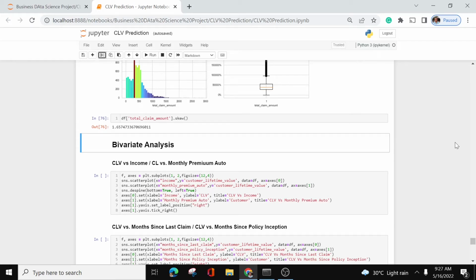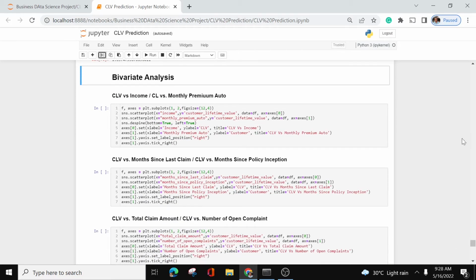As part of our project, we're going to do bivariate analysis, which means we're going to identify the linear relationship between two variables. Let's start with the CLV, or customer lifetime value, versus income, and also the CLV versus the monthly premium auto. We have this to do that.